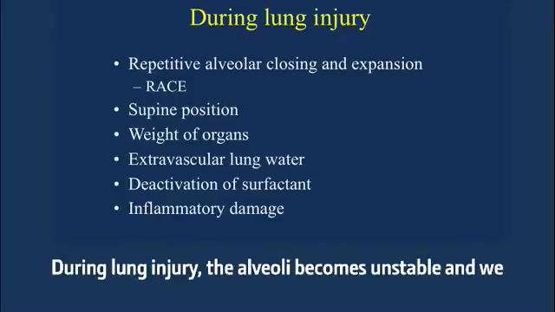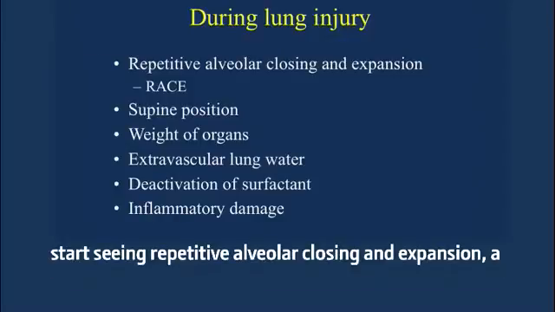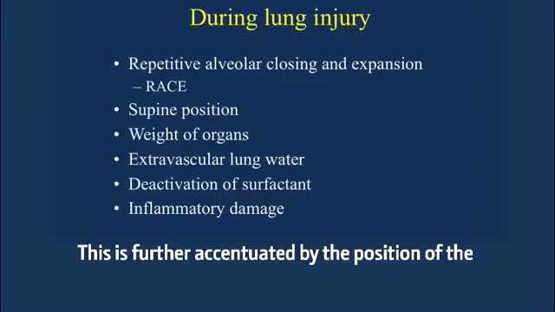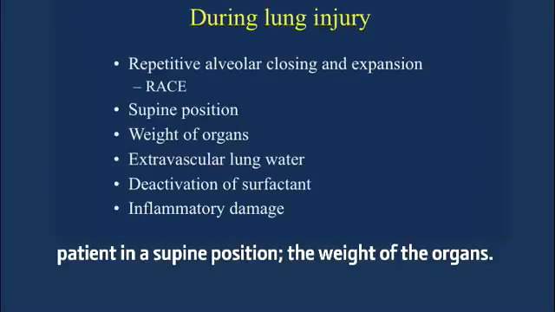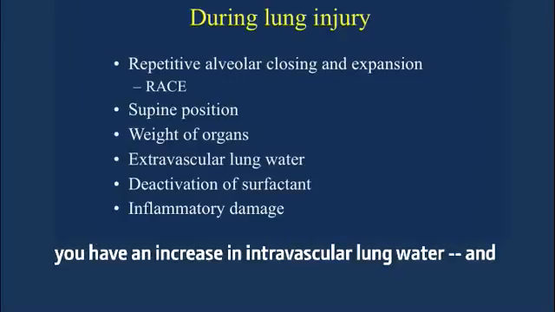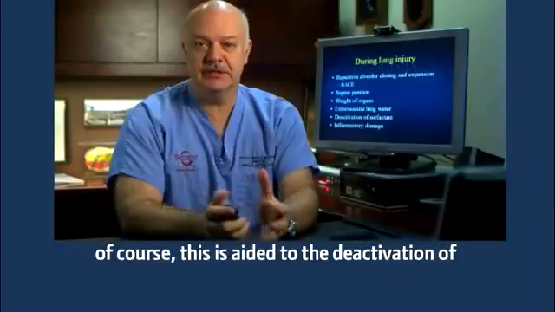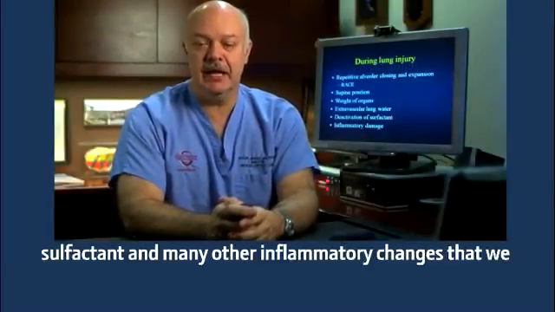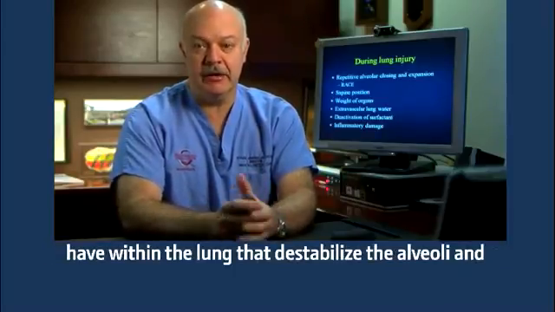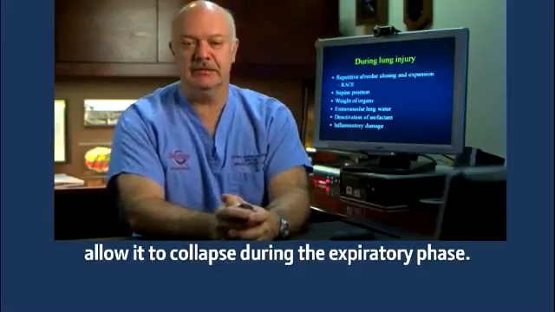During lung injury, the alveoli become unstable and we start seeing repetitive alveolar closing and expansion, a term that has been coined as RACE. This is further accentuated by the positioning of the patient in a supine position, the weight of the organs, an increase of capillary permeability and an increase in intravascular lung water. And of course this is aided by the deactivation of surfactant and many other inflammatory changes within the lung that destabilize the alveoli and allow them to collapse during the expiratory phase.